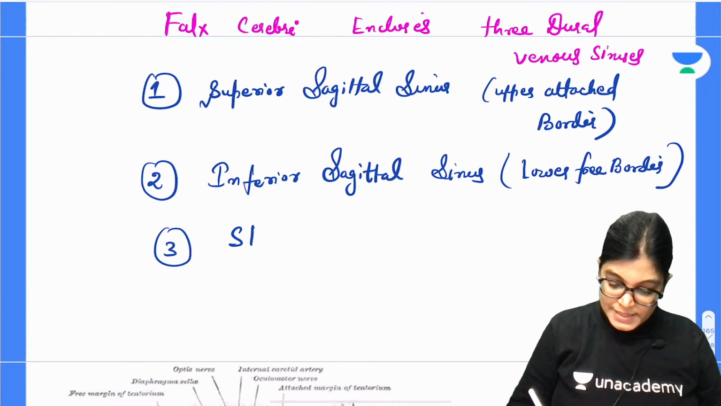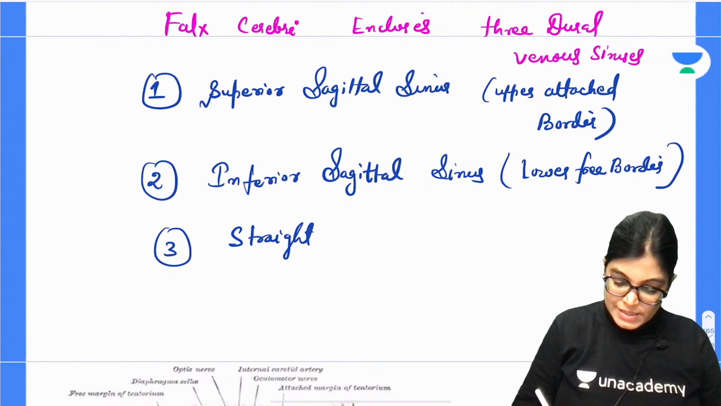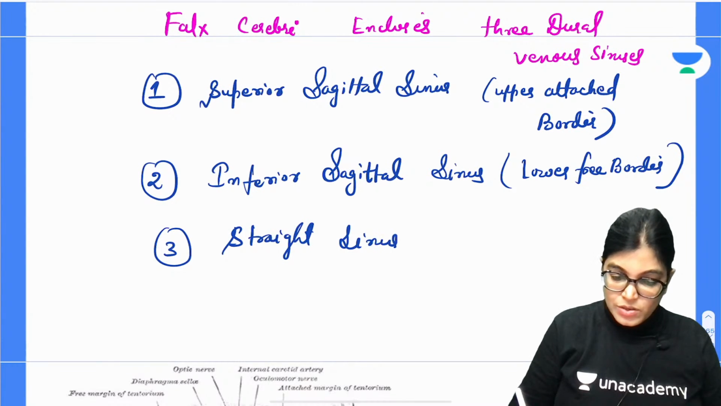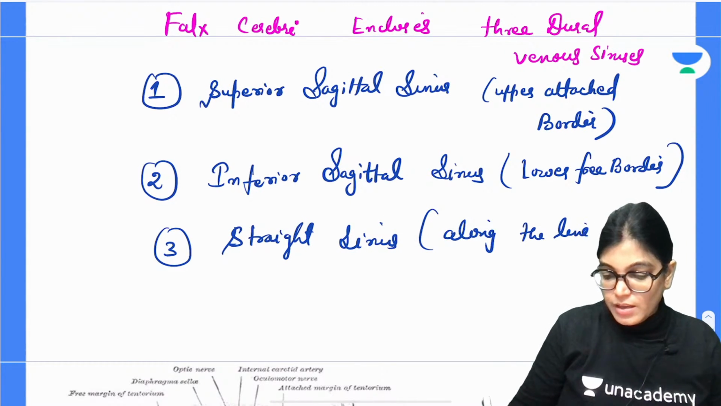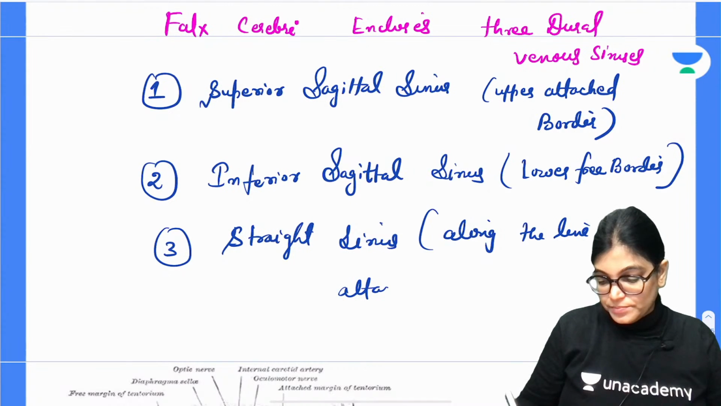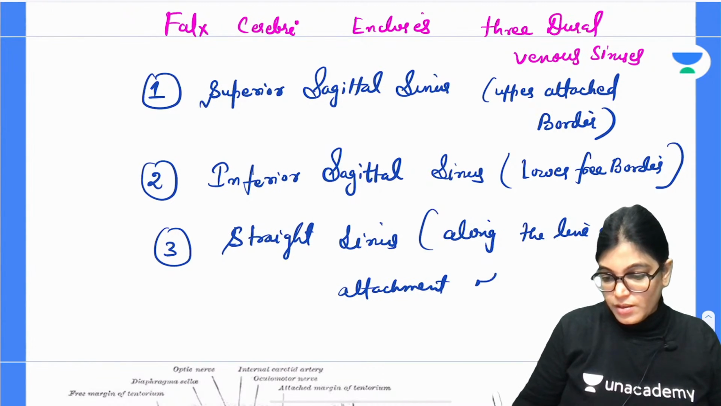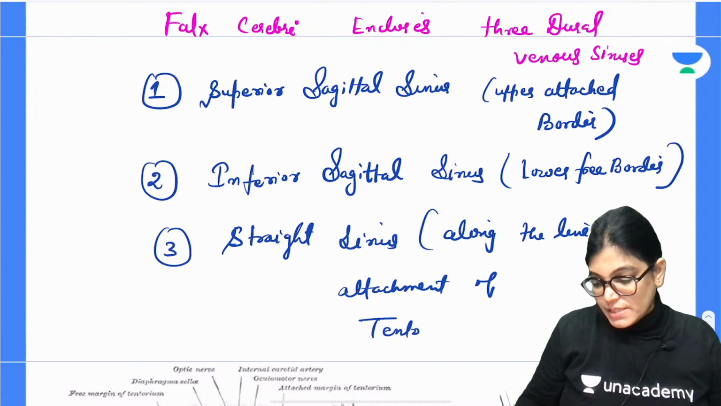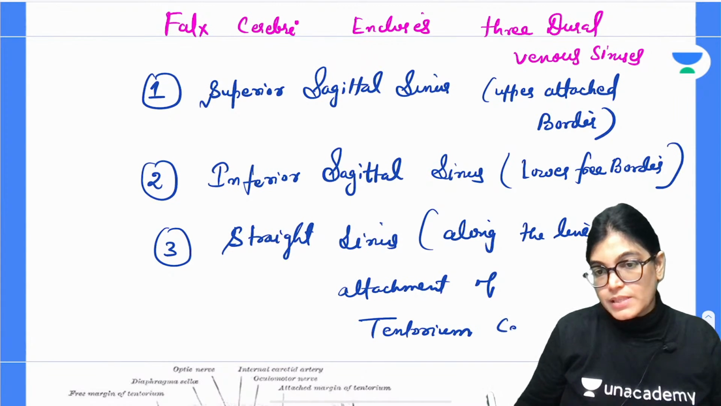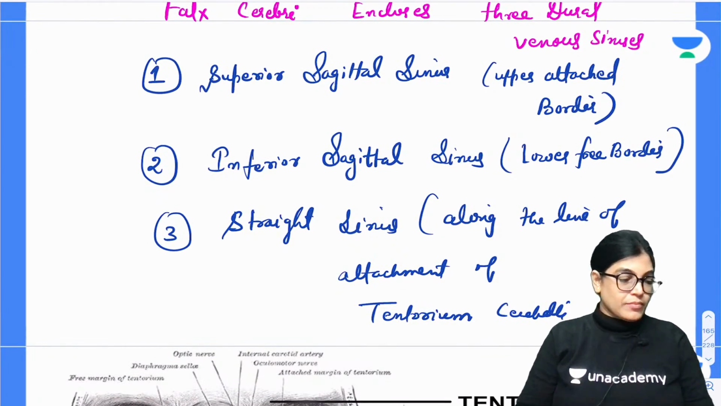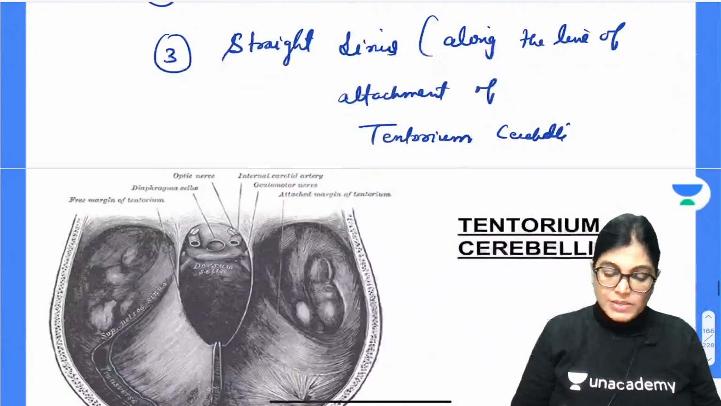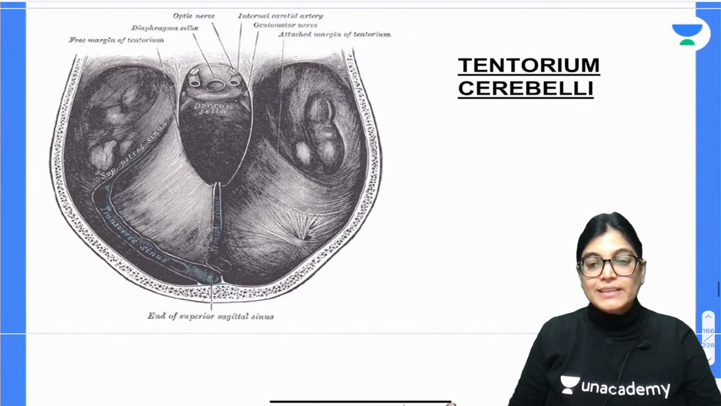And the straight sinus, 3 sinuses. One is the straight sinus. Straight sinus is enclosed along the line of attachment of tentorium cerebelli, along the tentorium cerebelli. Done. Now let's talk about another one, that is tentorium cerebelli.